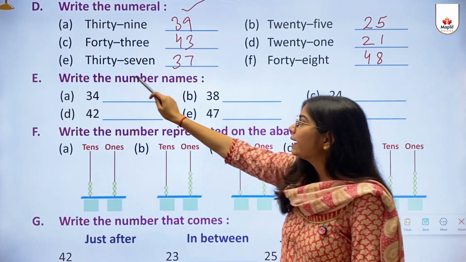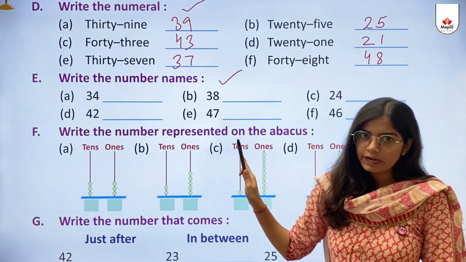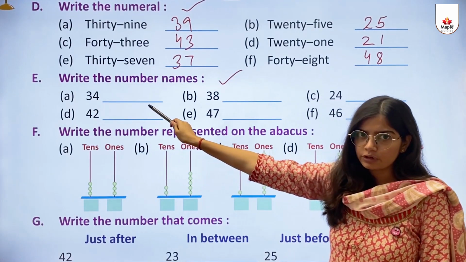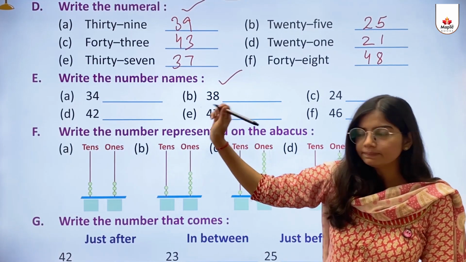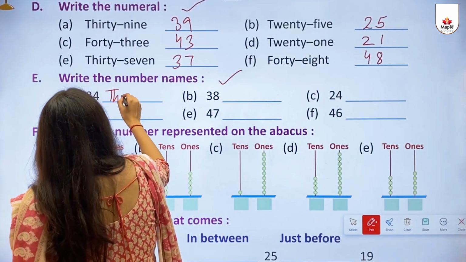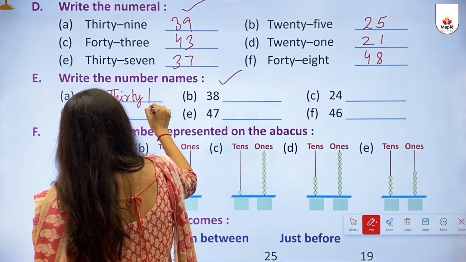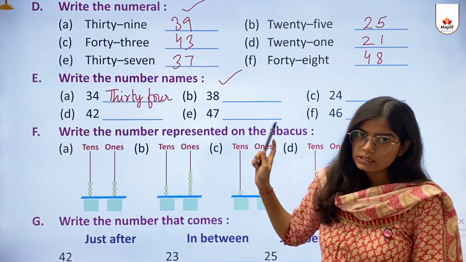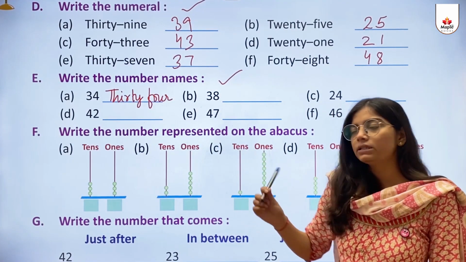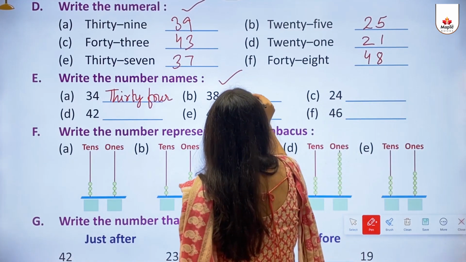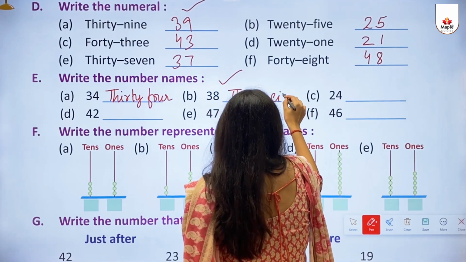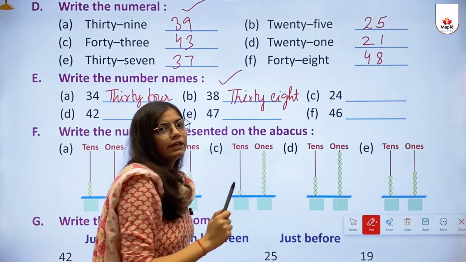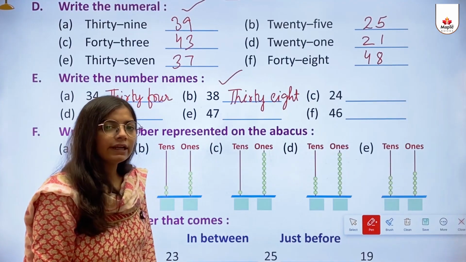Then E, write the number names. Now we have to write the number names. We have given the numerals. A, 34. Now we'll write 34. Okay. Then B, 38. Now I will write 38. Then C, 24. Now I will write 24.